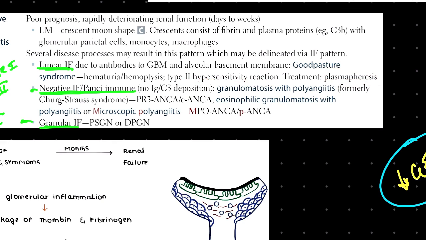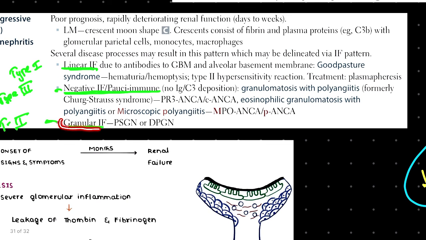Let's talk initially about granular immunofluorescence. It is type 2. It is found in the case of post streptococcal glomerulonephritis, or diffuse proliferative glomerulonephritis. And here there will be the formation of immune complexes. That's all.